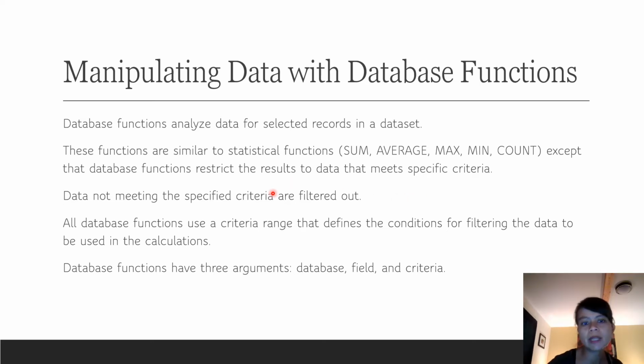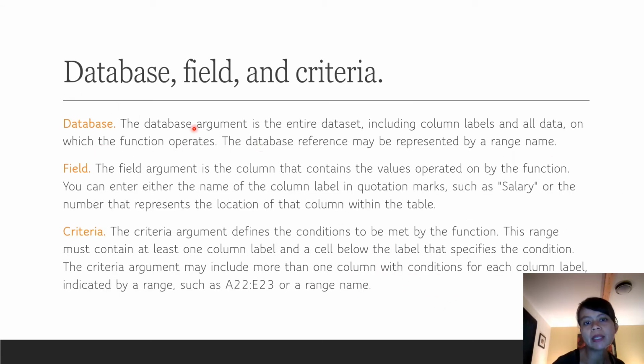Okay, so all database functions use a criteria range that defines the conditions for filtering the data to be used in the calculations. They will have 3 arguments, so the database, the field, and the criteria. Okay, so the database argument is the whole data set, including the column labels.